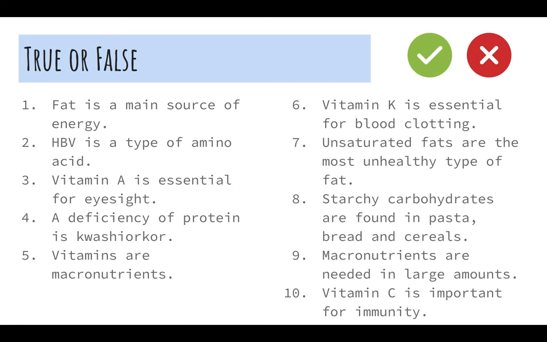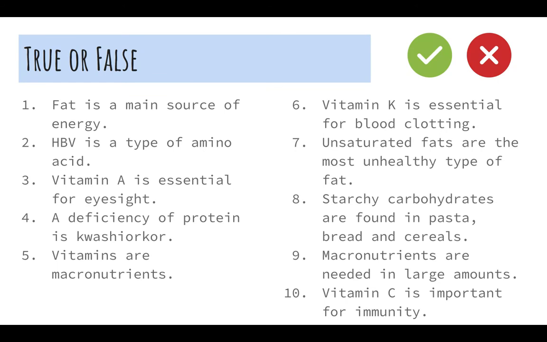Okay, let's have a look at the answers then. So number 1, fat is a main source of energy. This is true, that is its main function. Hopefully you remember that 1 gram of fat provides 9 kilocalories of energy. Number 2, HBV is a type of amino acid. That is false. High biological value proteins contain all of the amino acids. They're not a type of amino acid.